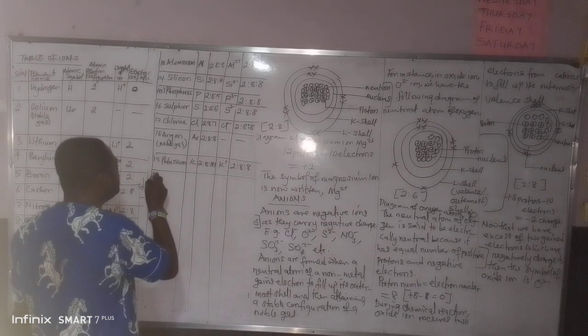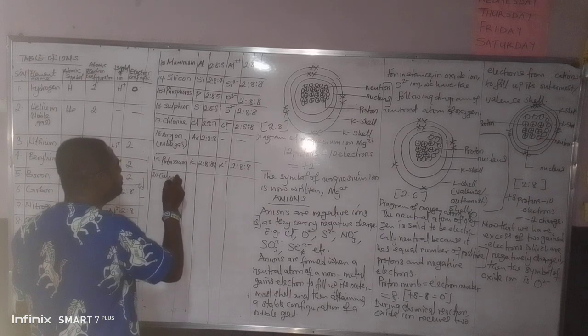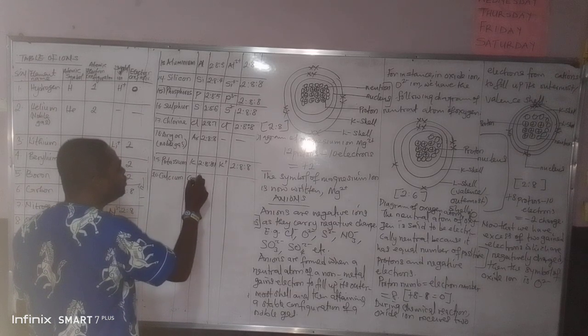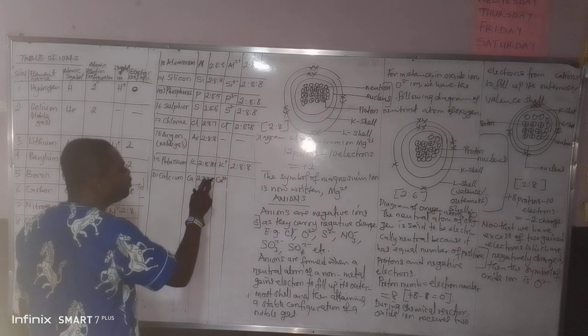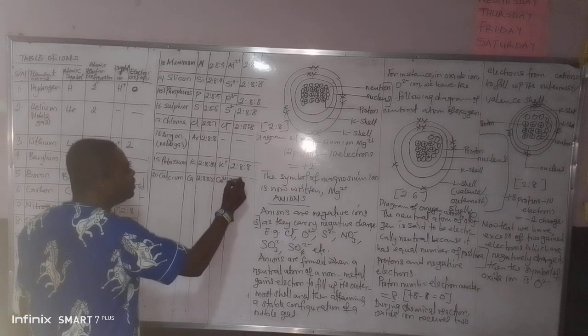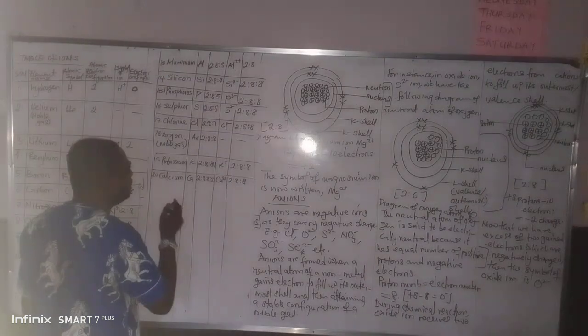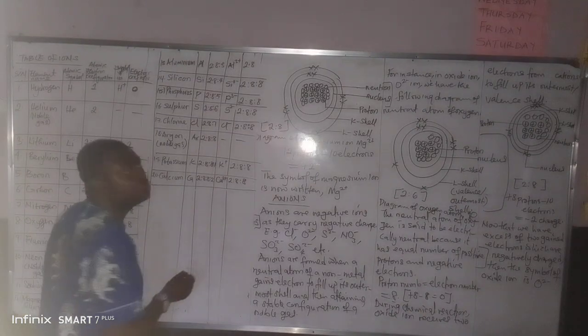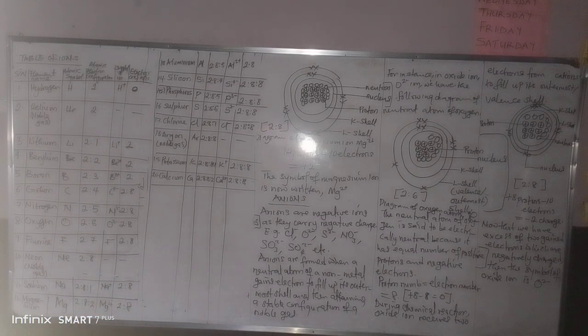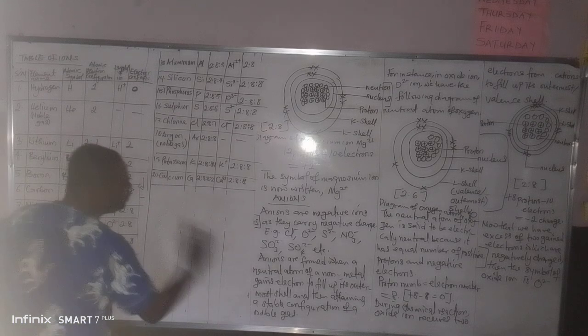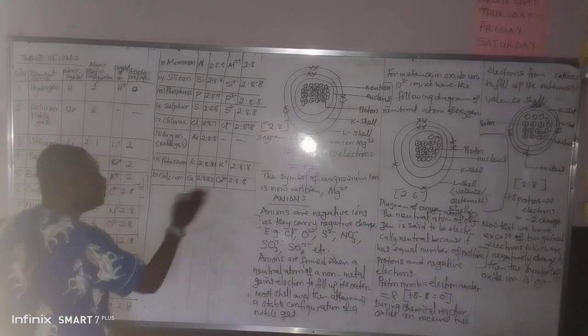Then number 20 is calcium, Ca. Configuration is 2,8,8,2. So the ion is going to be Ca 2 plus. It has lost these 2 to now form 2,8,8. No more 2 is here. So that is what we have there. So that is the ions for the first 20 elements.